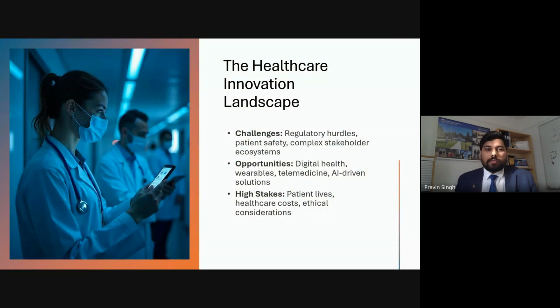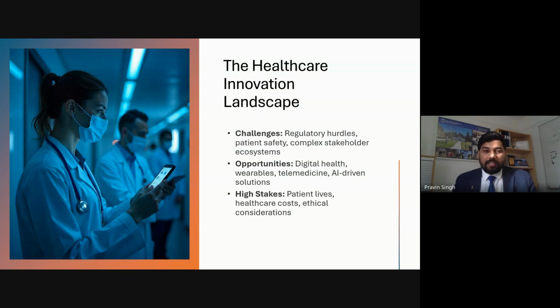Okay. So let's begin by understanding the broader healthcare innovation landscape. The healthcare industry is undergoing a technological revolution, driven by digital transformation, artificial intelligence, and medical advancement. Despite these advances, there are still challenges in patient care, that is cost, efficiency, and accessibility. So innovation is not only about technology. It is about creating practical, scalable solutions that address real healthcare needs. Today we need solutions that are efficient, cost effective, and improve patient outcomes.